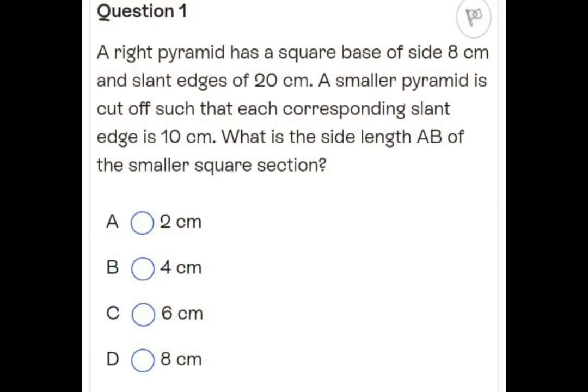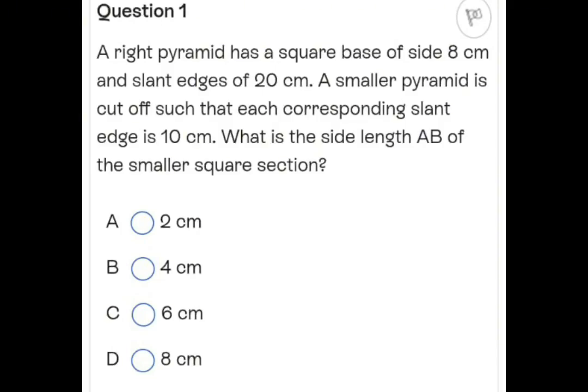Let's go. Question number 1 says, a right pyramid has a square base of side 8 cm and a slant edge of 20 cm. A smaller pyramid is cut off such that each corresponding slant edge is 10 cm. What is the side length AB of the smaller square base? Looking at this question closely, a smart competition student will notice that the question is on similar shapes and the application of the scale factor.